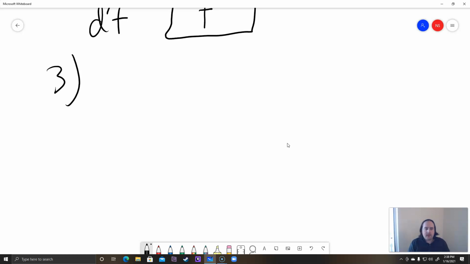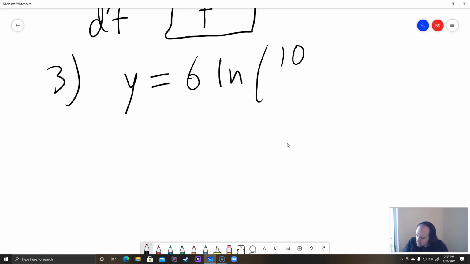So problem number 3, we have y equals 6 times ln of 10 over x. What's new about this one is we actually have an x in the denominator inside of the function. But we're still going to be using the chain rule.